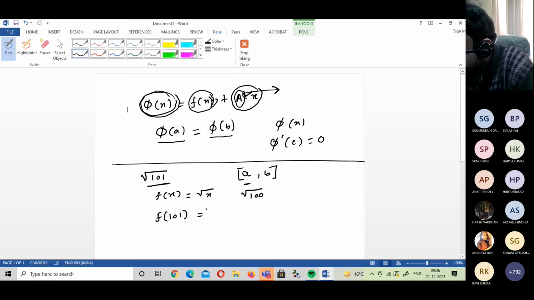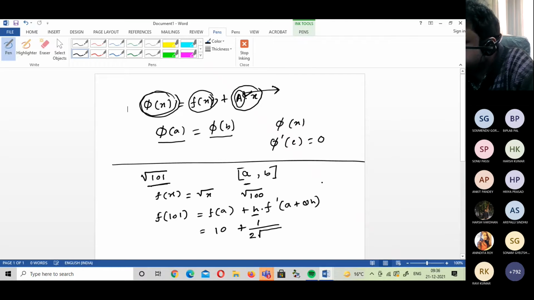How can it be done? It will be f of a plus h into f dash a plus theta h. This is the formula. So it will be 10 plus h, which is 101 minus 100, that is 1, so 1 by 2 root, since x to the power half differentiates to x to the power minus half. Sir, how does this formula come?